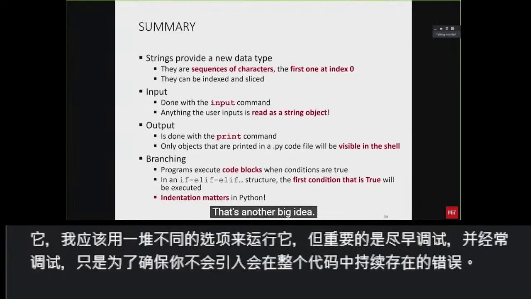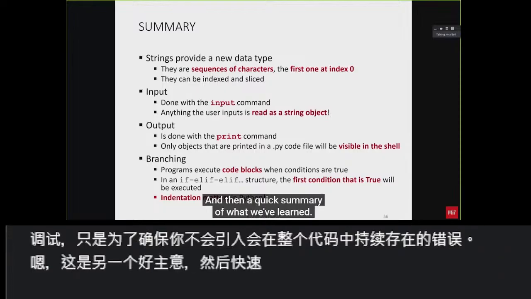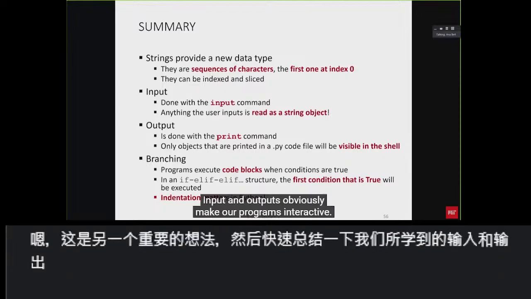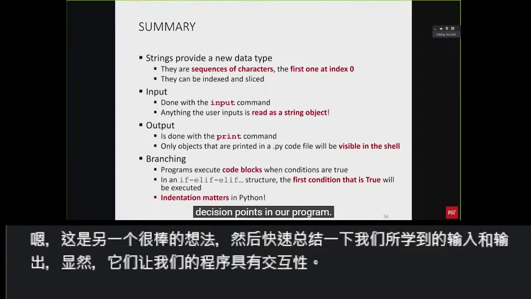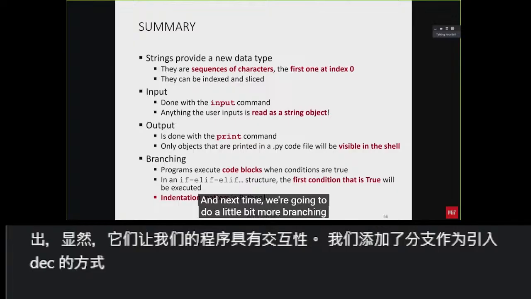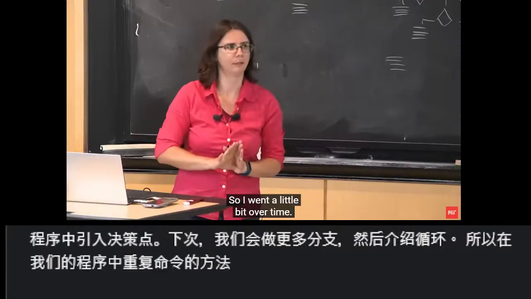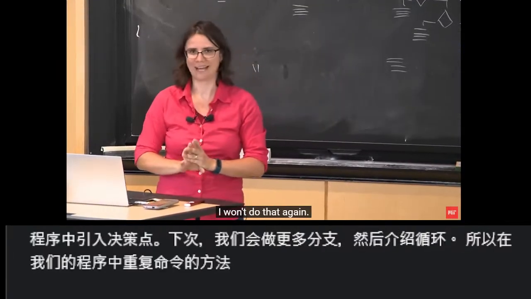That's another big idea. And then a quick summary of what we've learned. Input and outputs obviously make our programs interactive. We added branching as a way to introduce decision points in our program. And next time we're going to do a little bit more branching and then introduce looping, so ways to repeat commands in our programs. Sorry I went a little bit over time. I won't do that again.